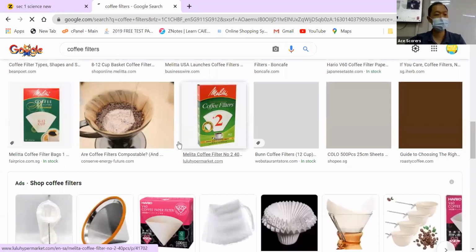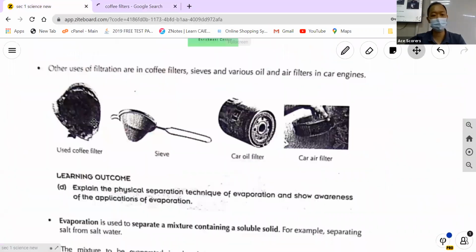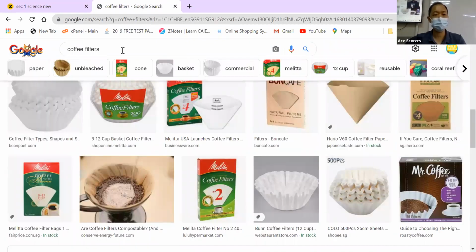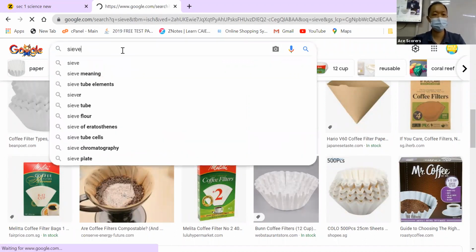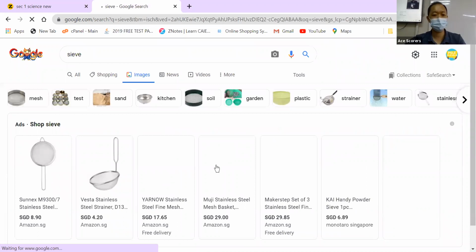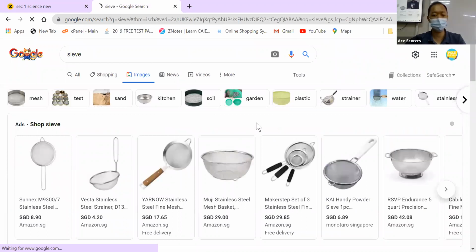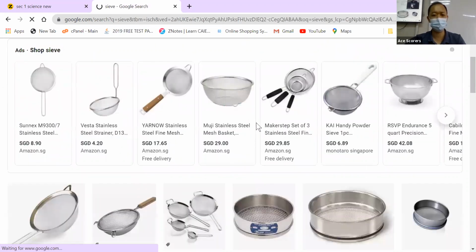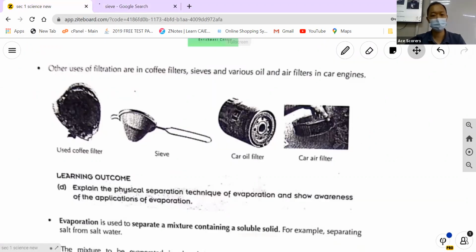Right. Okay, here's an example. Coffee filter. What is it used for? It's a thingy. What is it used for? Baking. Yeah, baking. We all use this during your... I need two things.